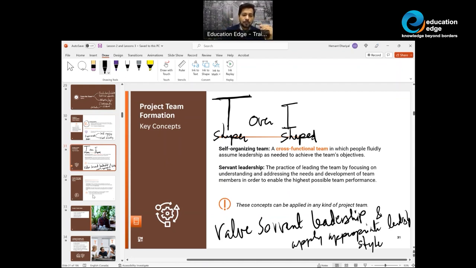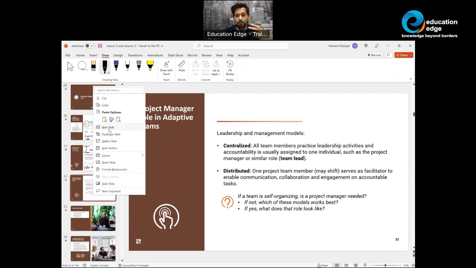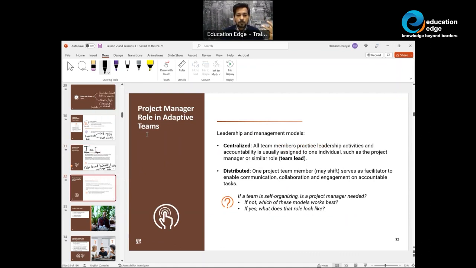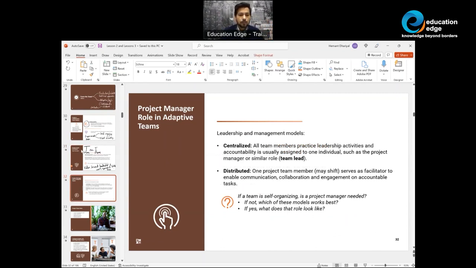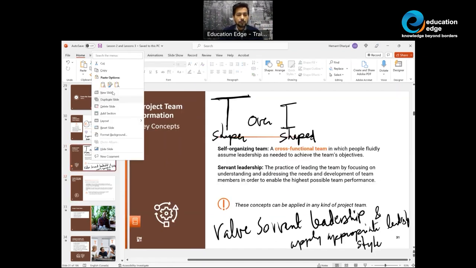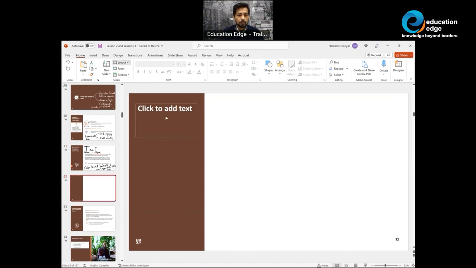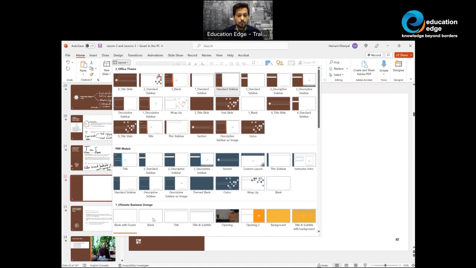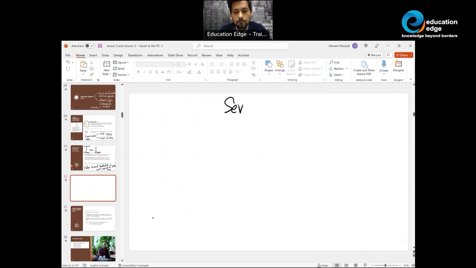Now, what is servant leadership? Let's see if we can get a new slide here, and then we will speak about servant leadership. Let's change the layout to a blank layout. So, servant leadership, popularized by agile projects. And I said, let's value servant leadership, but apply the appropriate leadership style on the project.